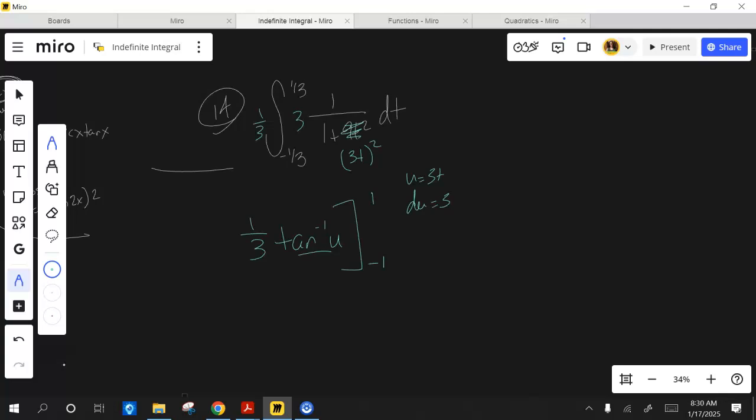Where you keep flipping it up, Dave. Keep doing this. Why is it not 1/3 on this side? Because du is 3 dt. So I counter that on the outside. What? If you multiply down here on the bottom by 3, you've multiplied the whole thing by 1/3. It's a fraction.